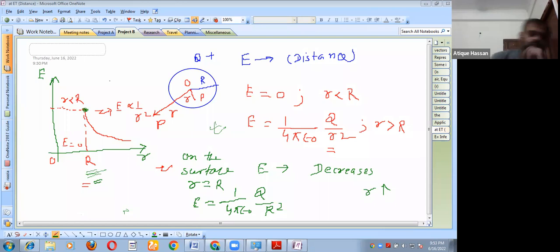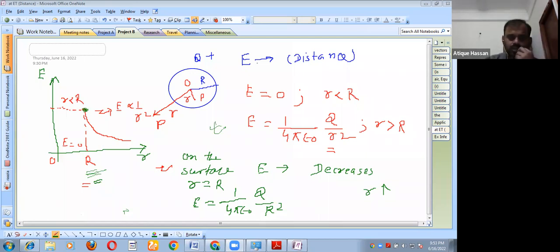Okay. Shravya, have you understood the graph, or should I explain to you again? I think you were disconnected. I'm explaining to you again.